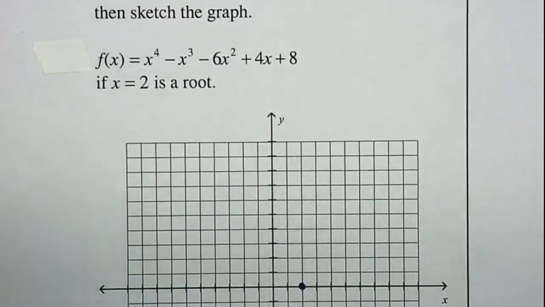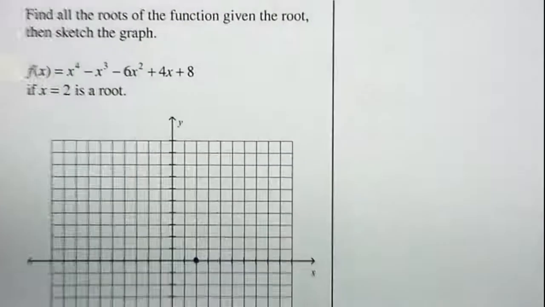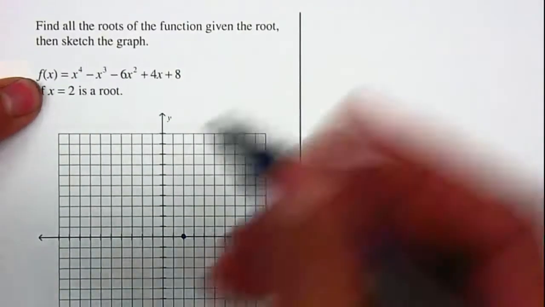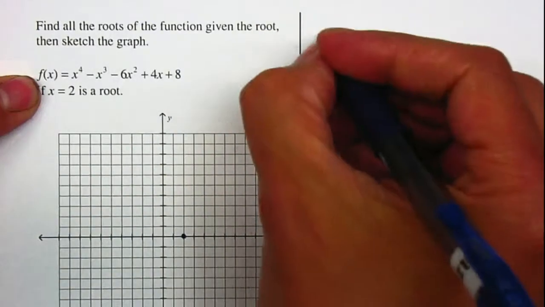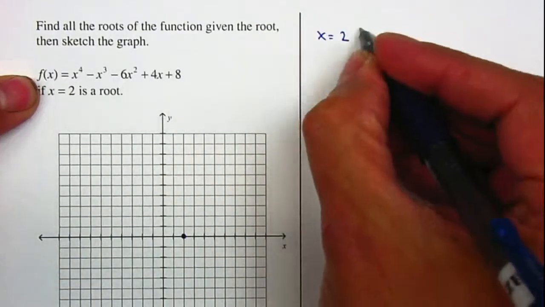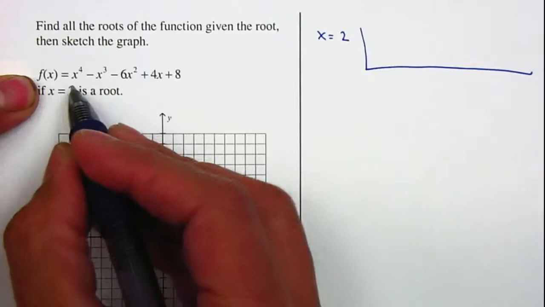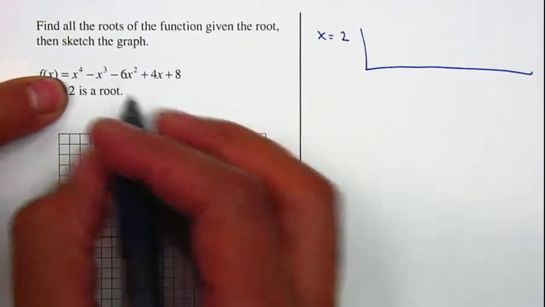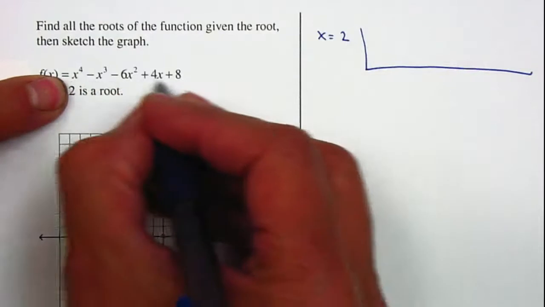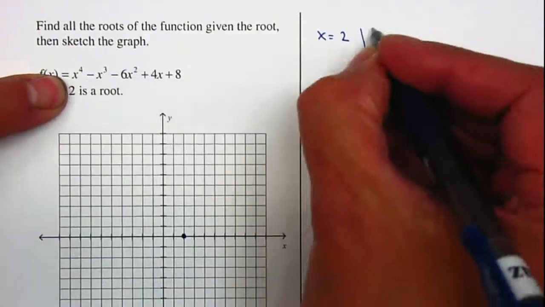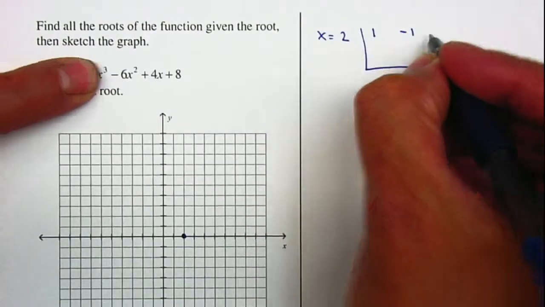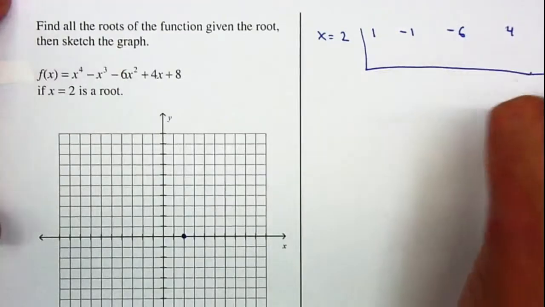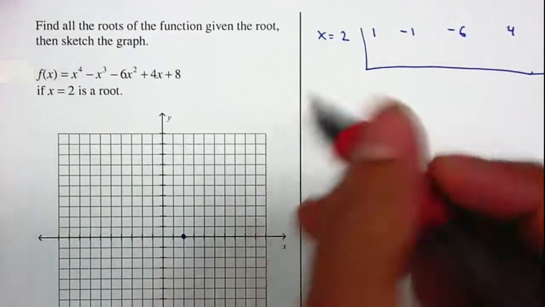Now, since x equal to 2 is a root, we can use synthetic division to find the other factors. So therefore, x is equal to 2. You want to make sure that you're not missing any exponents. We have x to the fourth, x to the third, x squared, x, and then the number. And you want to grab your coefficients. In this case, I'm not missing any exponents, so I'm just going to grab the coefficients 1, -1, -6, 4, and 8.